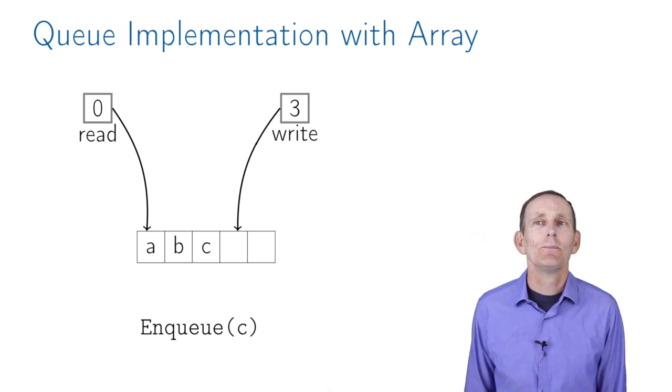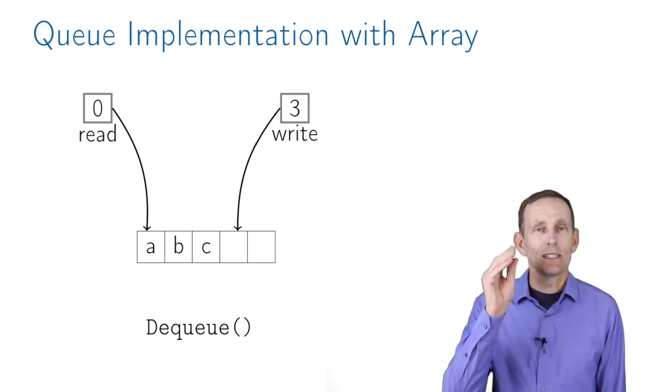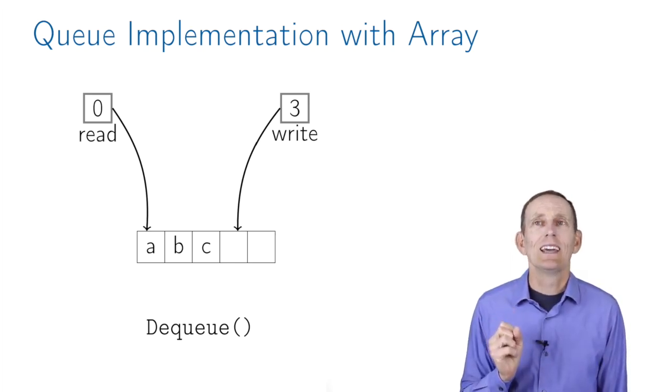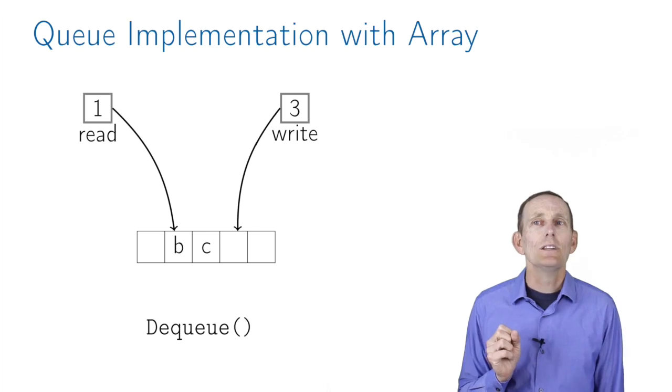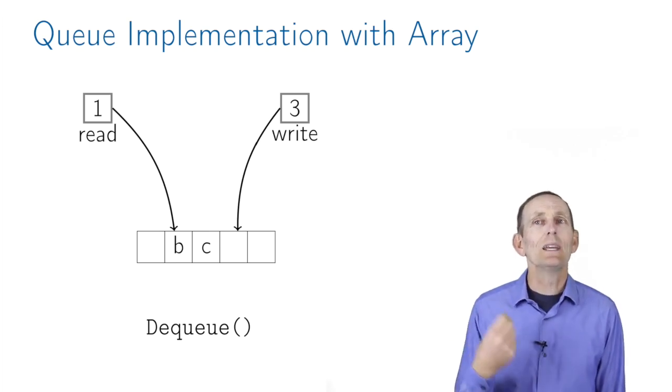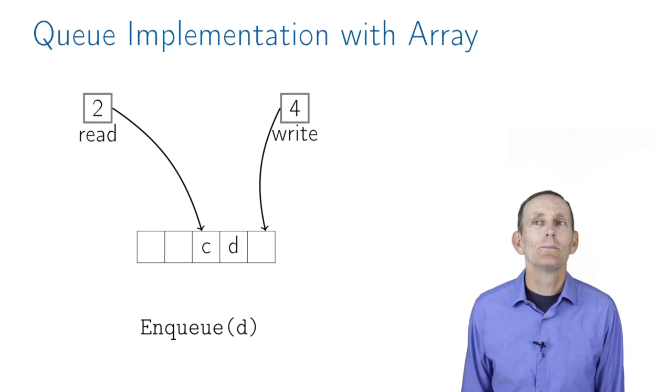We enqueue C. If we dequeue, again, we're going to dequeue A, so we dequeue from the read index. We read what's at the read index and then increment the read index. If we now dequeue again, we read what's at the read index, which is B, and we increment the read index. Now we'll do some more enqueuing.